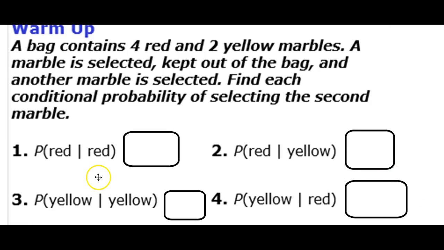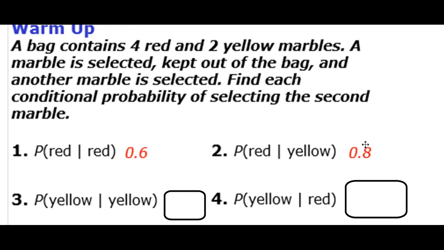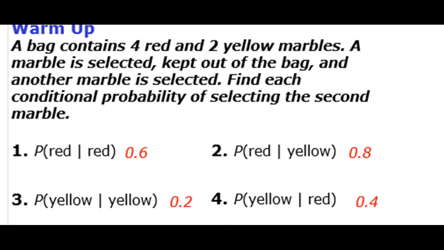Remember with these, the question was the probability of selecting the second marble. So for the first one, selecting red first would be 4 out of 6, right? And then selecting red again would be 3 left, because you're keeping the marbles out, so 3 out of 5. And 3 out of 5 is 60% or 0.6. So you're looking just at the probability of the second one. Make sure that you zoomed in on the second probability alone.